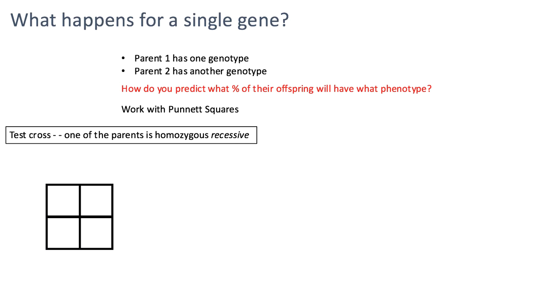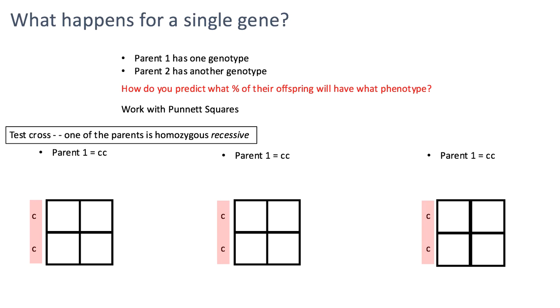Another important type of cross you heard about in lecture is the test cross, the cross where one of the parents is homozygous for the recessive allele. Again, using guinea pig coat color as an example here, this would mean that one parent has the recessive little c allele for both their copies of the coat color gene, meaning that all the eggs or sperm that they would make carry the little c albino allele. Let's fill that part into some Punnett squares here.